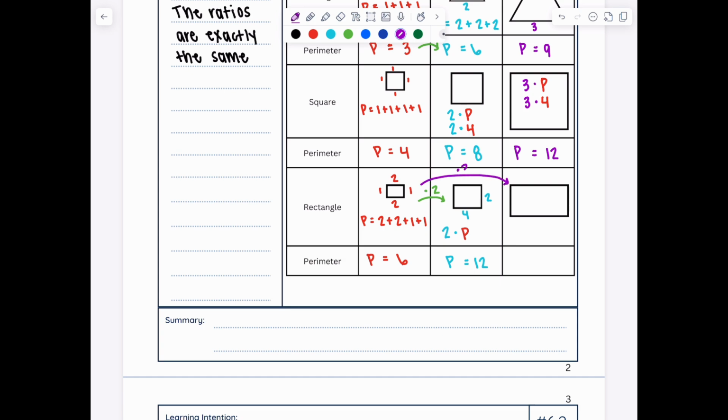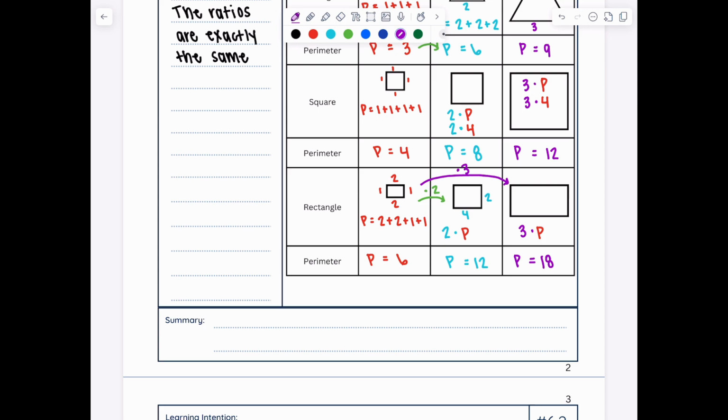Next, I have to triple. I know that triple means to multiply by 3. So I have 2 times 3 means that each of those longer sides are 6, and 1 times 3 means that each of the shorter sides are 3. So this time, if I triple the side lengths, I triple the perimeter, and 6 times 3 is 18.